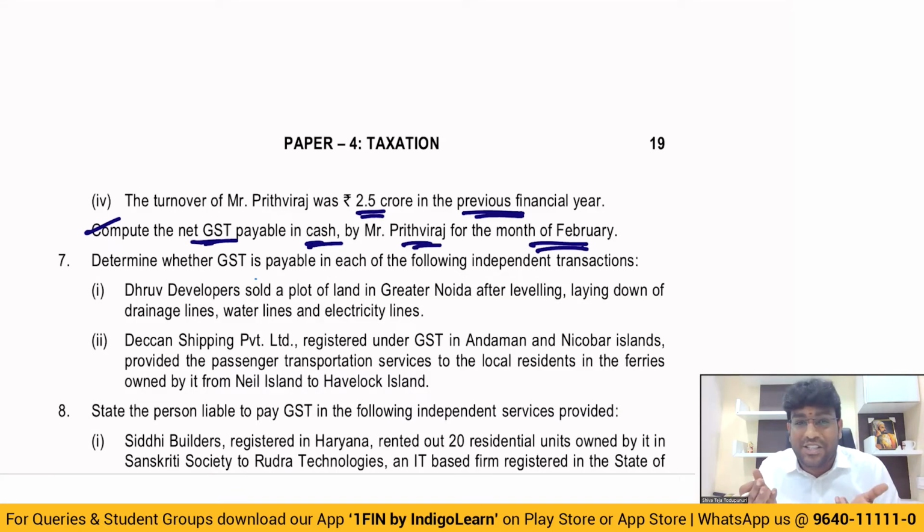Compute the net GST payable in cash by Prithviraj for the month of February. Now, what do you have to pay in cash? Simple answer. We'll take output tax, reduce input tax credit, and the balance we have to pay in cash. And moreover, if any tax is required to be paid under reverse charge mechanism, that also we have to pay using the electronic cash ledger only. I'm sure we all know this point.